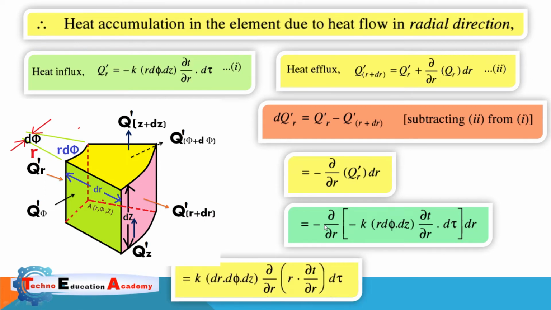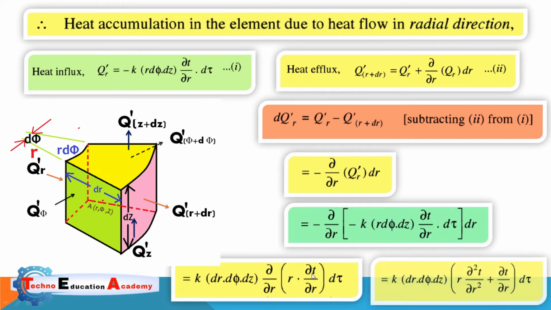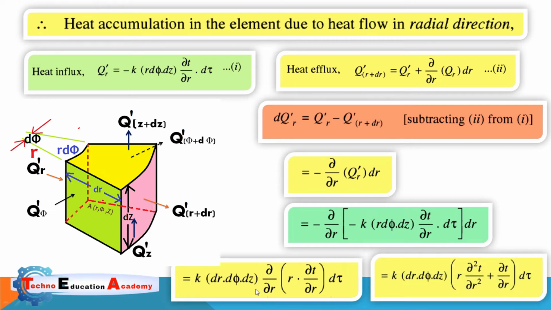So minus minus plus, and here we keep out the common term k into r into d phi and dz, d tau into dr, which is common for all terms. So this is the simplified form of the above equation. Further we will simplify this equation.